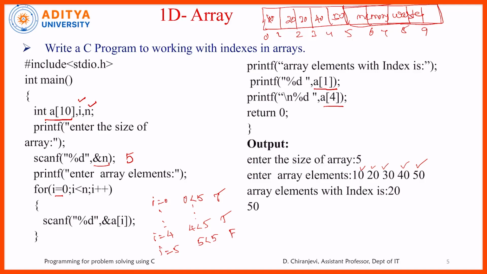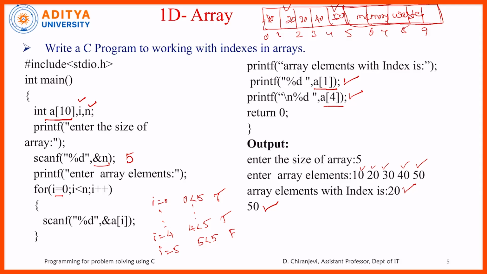Now if you see the printf statement, %ld will represent the integer value, and then a of 1. A of 1 means array index 1. At array index 1 the value is 20, so this statement will print the value 20. And a of 4, that is the last index value, which is 50. So your output is 20 and 50. You are accessing only two elements, array index 1 and array index 4, so that is why the output is 20 and 50.